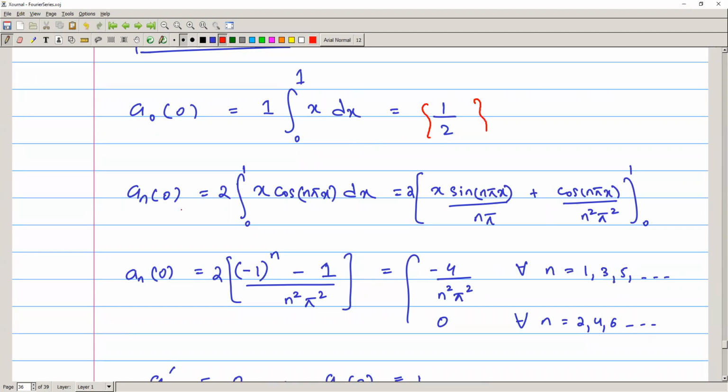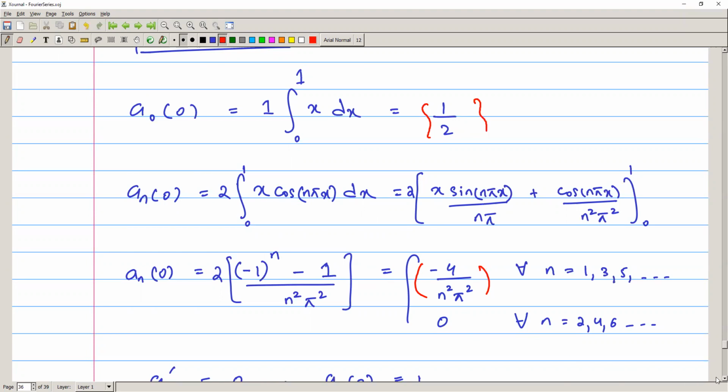Then we will solve for a n. So a n is equal to a n of 0. It's equal to 2 over L times the integral of the initial condition with the product of the eigenfunction. We will solve the integral and we will get this result, right? So it's negative 4 over n squared pi squared for odd n and 0 for all other n, right?